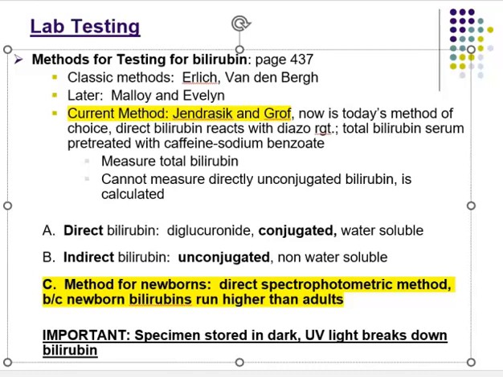The method that we use for newborns is direct spectrophotometric because newborn bilirubins run higher than adults. Something really important to remember about our bilirubin specimens is that we need to store them in the dark. Remember, UV light breaks down bilirubin. Remember when we were talking about the babies that are jaundiced? That's the reason that we put them under those UV lamps, to help break down the bilirubin. So when we collect our bilirubin samples, we usually use a dark brown tube, to help prevent the bilirubin from being broken down by light.